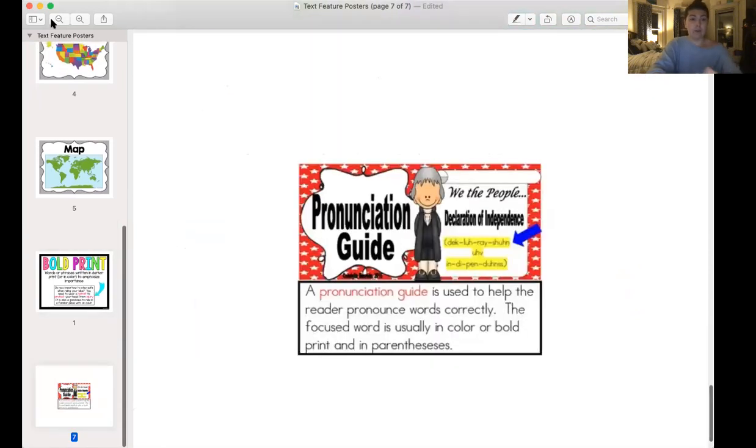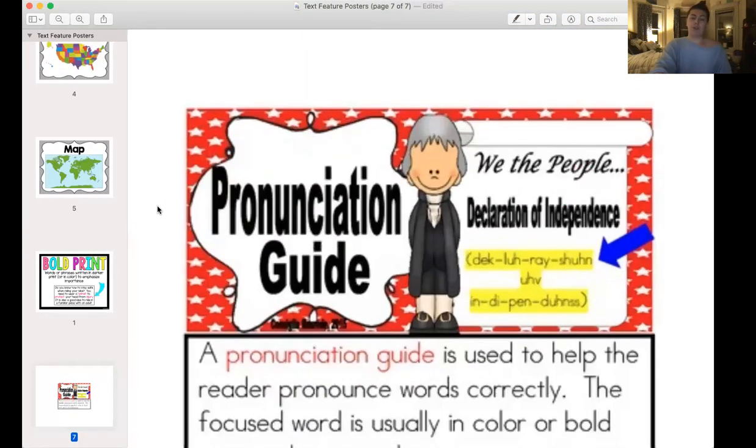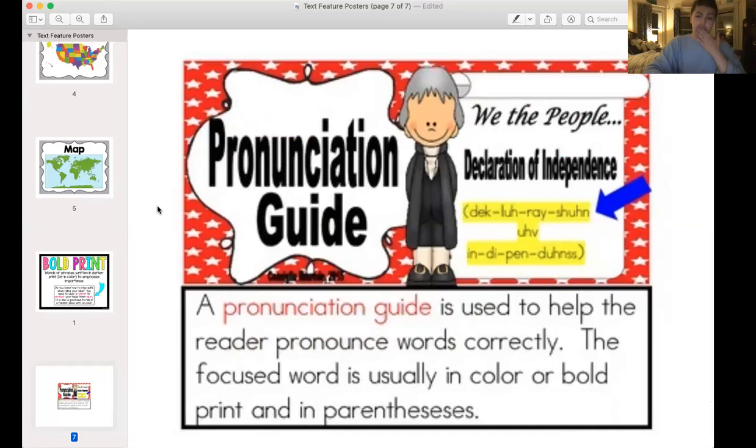And then finally, this one I have to zoom in a little bit because I couldn't find a poster that matched the others, is pronunciation. So pronunciation often has parentheses, these little smiley faces around it, and it tells me how a word is said. It's used to help the reader pronounce words correctly. And usually the word is in color or bold print, and then the pronunciation is in parentheses. So this one is talking about Declaration of Independence.